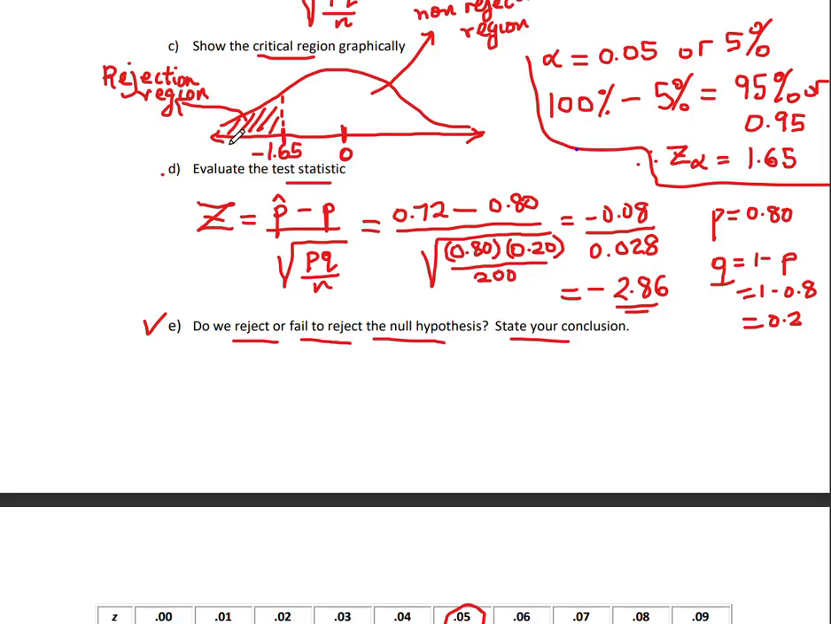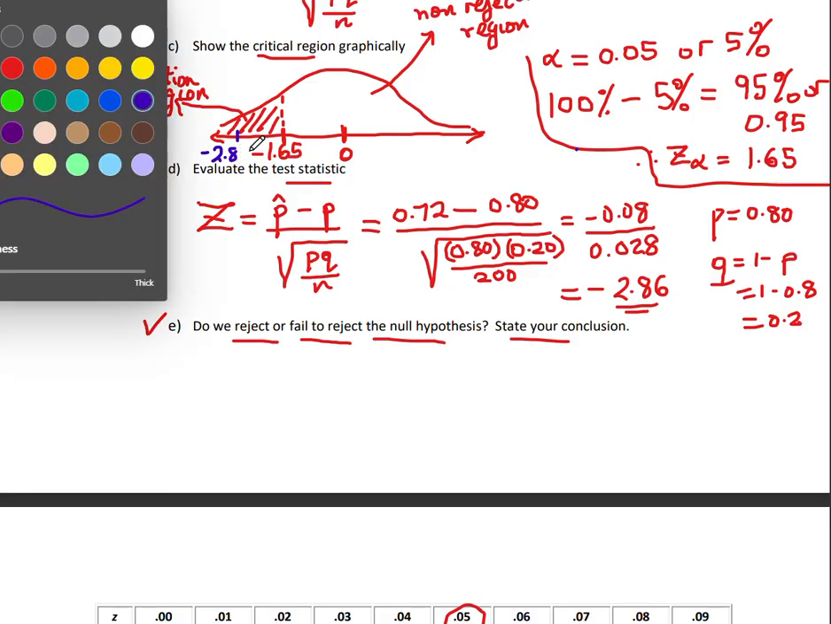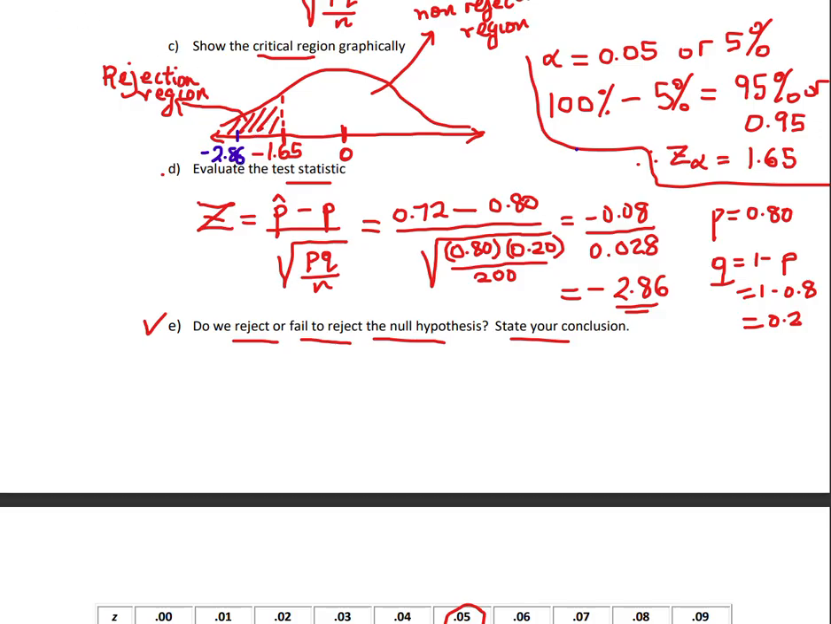Does it fall to the left of it in the rejection region, or to the right of it in the non-rejection region? That's what we need to determine here. So remember now, the center value here is 0. As we move leftwards, the values are decreasing. Thinking of this as a number line, we move from 0 to negative 1 to negative 2 to negative 3 and so on. So negative 2.86 is clearly going to fall to the left of negative 1.65. So what we realize here, therefore, is that negative 2.86 falls in the rejection region.